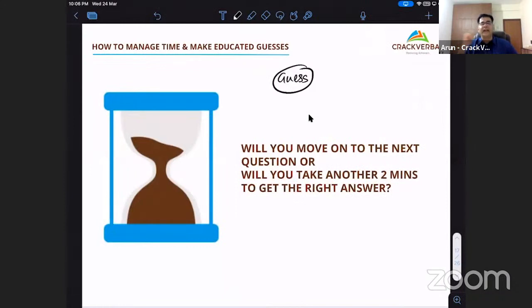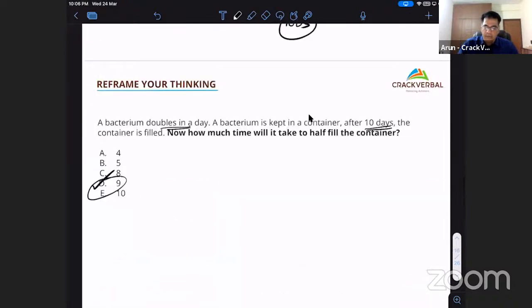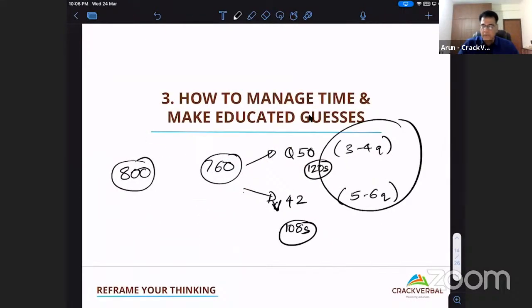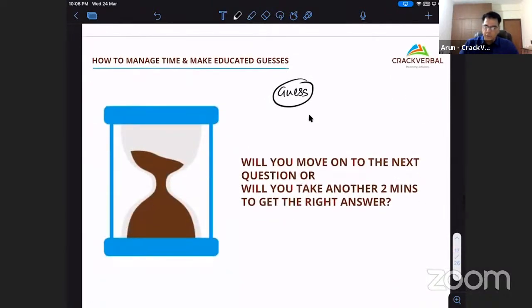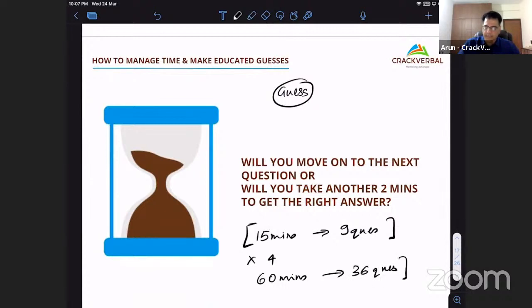But you really start guessing on the GMAT, right? So what I told you was, you can guess on 5 to 6 questions in verbal. So here is what you can think of: assume that every 15 minutes, you can solve 9 questions. So this becomes your pacing chart, your pacing time. What it means is that I'm going to multiply this by 4. So in about 60 minutes, you should be done with about 36 questions.